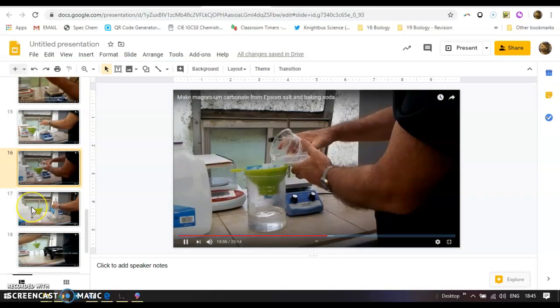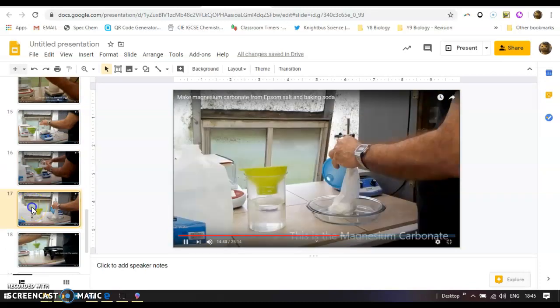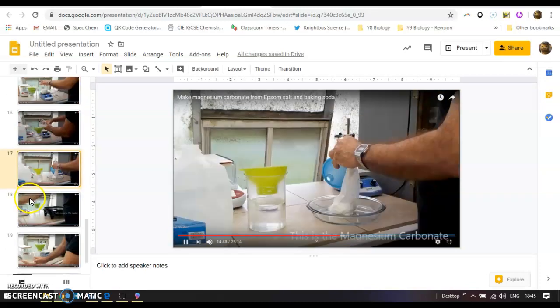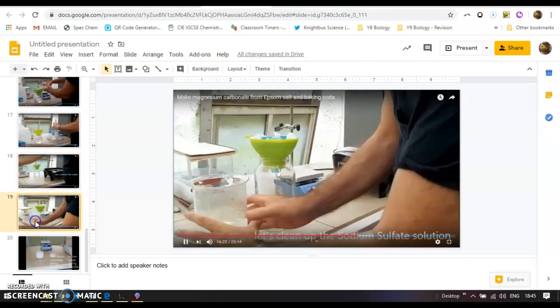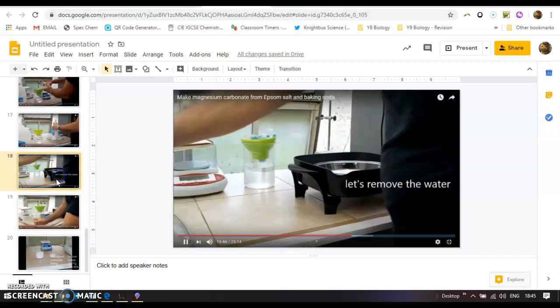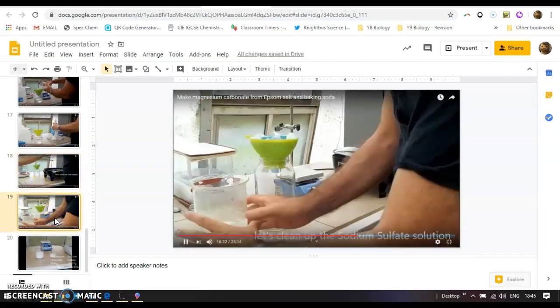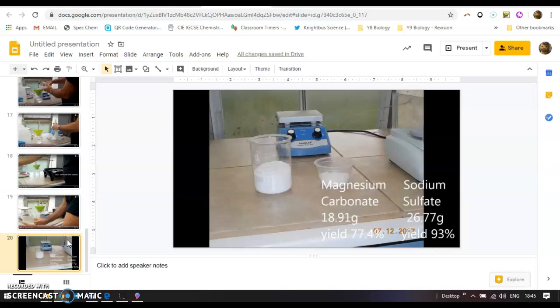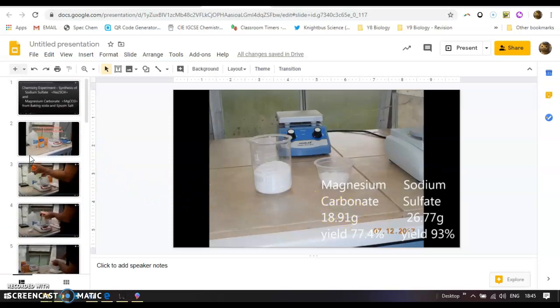There's the filtration. So the filtration separates out the magnesium carbonate. What the experimenter does is removes the water, just dries it, and then attempts to purify the sodium sulfate solution. There's a little bit left, but he goes through that as well, and he gets quite a nice yield, particularly with the sodium sulfate. So that pretty much is the video.